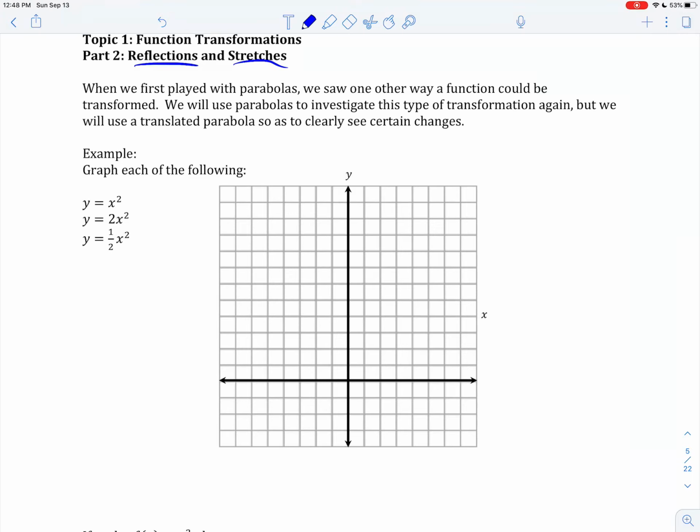For starters, take a moment to graph these three things. I'm going to do this here as well. We have our parent function y equals x squared, and then a couple of different versions of it. We'll talk about what happens there.